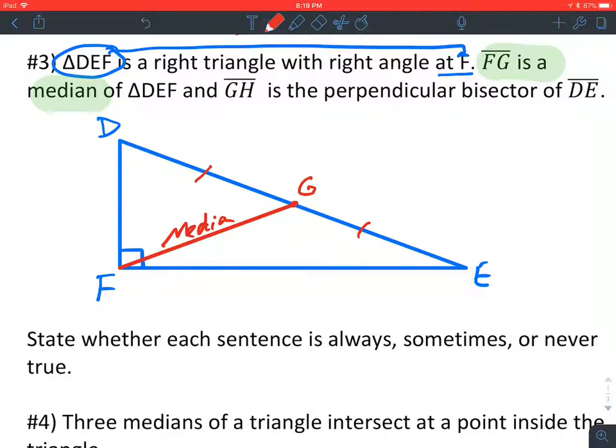It is the perpendicular bisector of segment DE. So G, we already got. H has to be someplace else so that when we draw the perpendicular to DE, then that must mean H is the intersection of that segment inside FE. Once again, it said segment GH is the perpendicular bisector. Since it goes through G, it's the bisector. Since it forms a 90-degree angle, it's perpendicular.